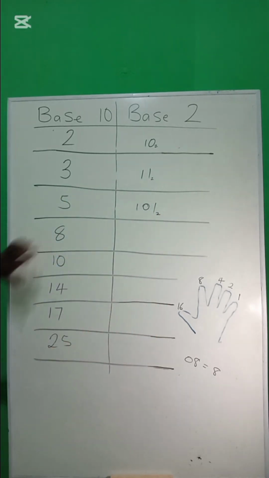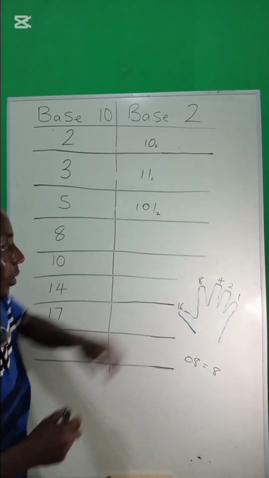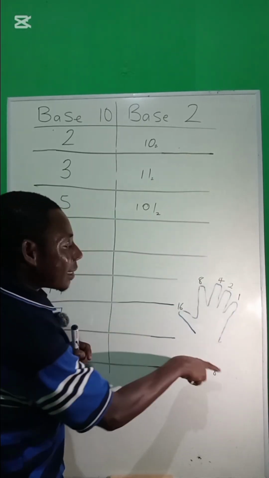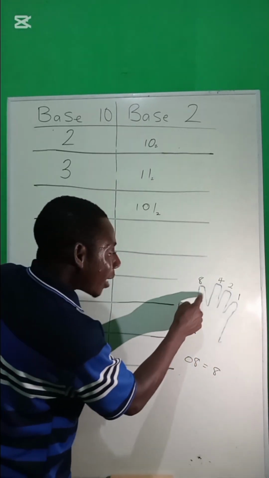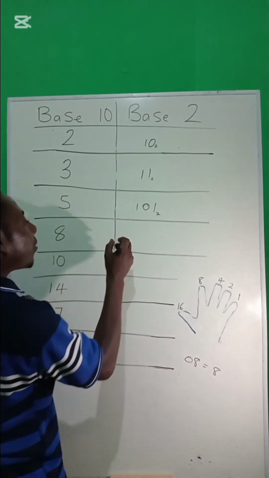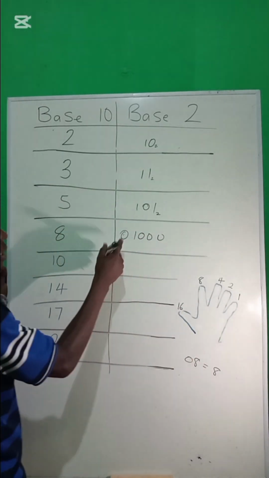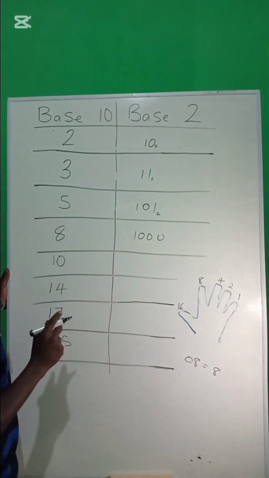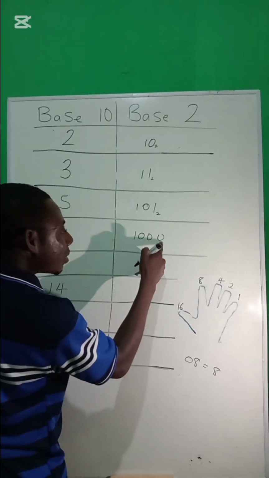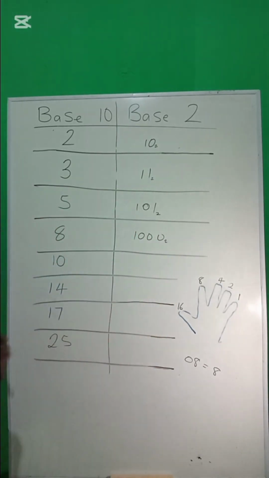Next one, 8 base 10 to base 2. So 8 is already here. So 8 is lifted, the rest is down. 0, 1, 0, 0, 0. If 0 is beginning, you ignore it. So we have 1, 0, 0, 0 base 2.